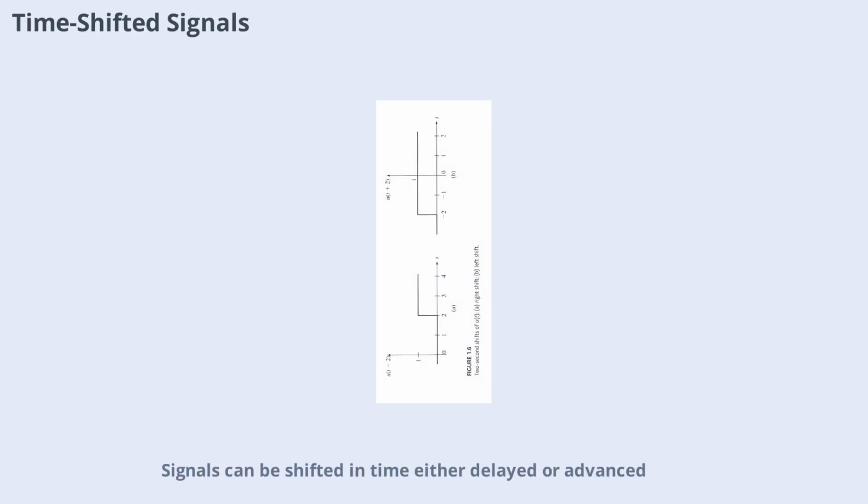Signals can be shifted in time, either delayed or advanced. This is done by replacing x(t) with x(t-t1) for a delay or x(t+t1) for an advance. The shifting property of the unit impulse allows us to isolate specific values of a signal, which is useful for analysis and system design. Time shifting is a basic operation that underlies many signal processing techniques.